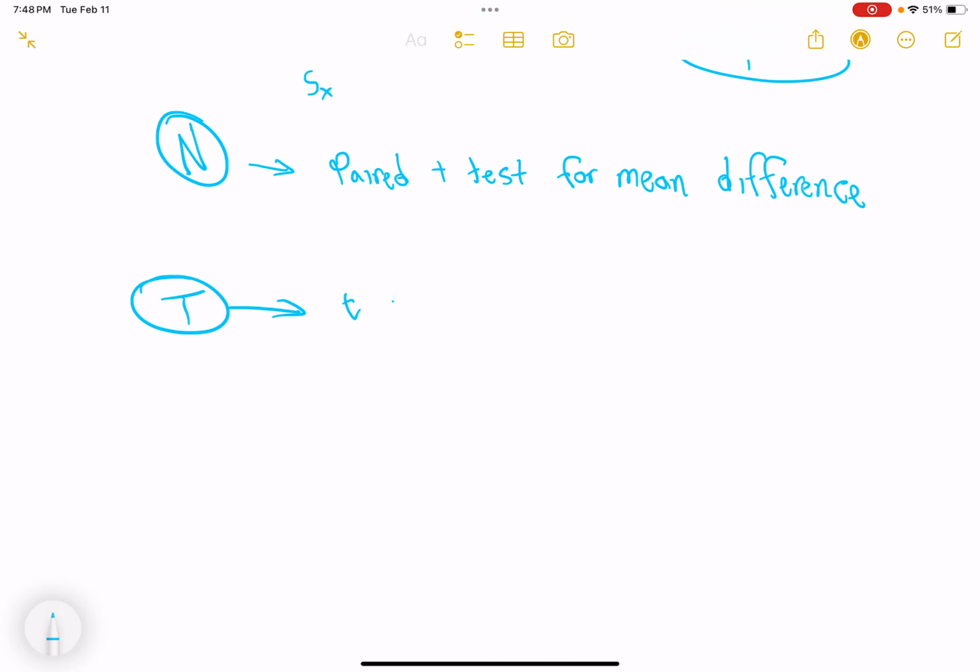It's the same equation, heroes. It's x bar, but this time it'll be the x bar for difference, minus the null proportion for difference, over the standard deviation for the differences over, once again, the square root of n. And n represents the number of pairs.